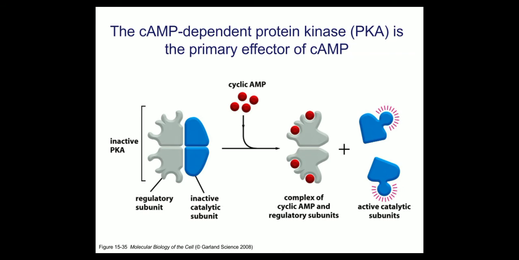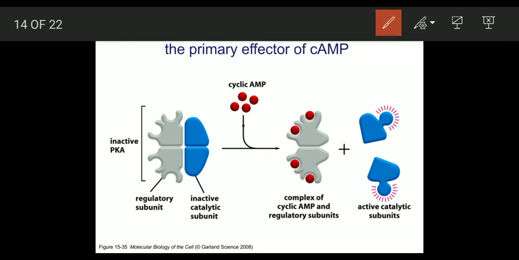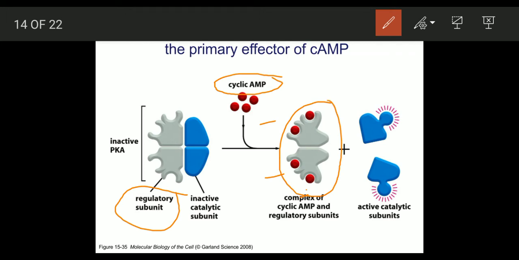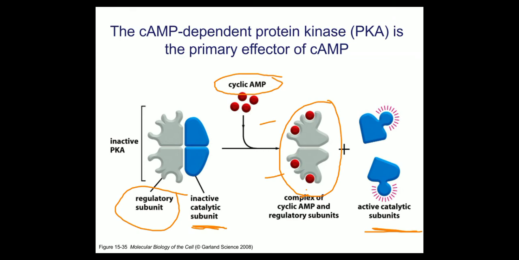So this is protein kinase A. Here this white part is the regulatory subunit, and this blue part is the inactive catalytic subunit. What actually happens is this newly formed cAMP will bind to the regulatory subunit, as you can clearly see, and it deactivates these regulatory subunits. And this inactive catalytic subunit gets activated and gets separated. Now let's see further.